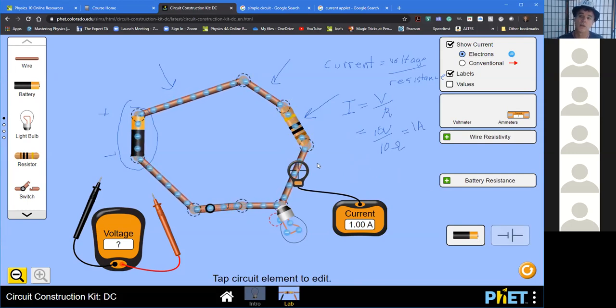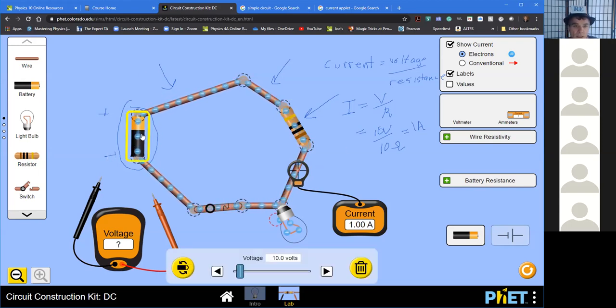So then, a quick little question for you. Before I do this, I'm going to now change the voltage from 10 volts to 20 volts. What do you think is going to happen to the current when I crank up the voltage to 20 volts? Think about that for 10 seconds while I have some coffee.